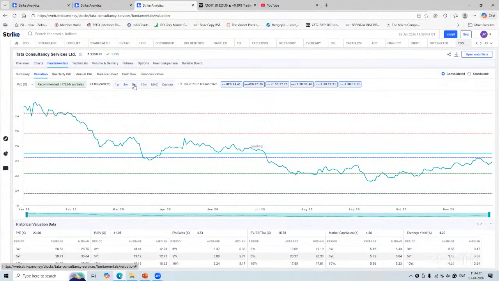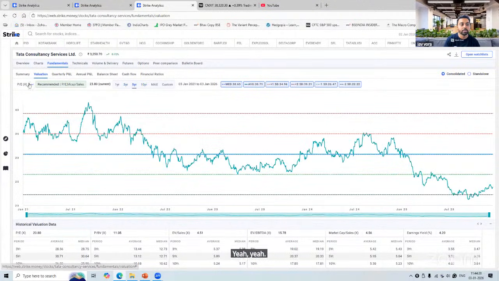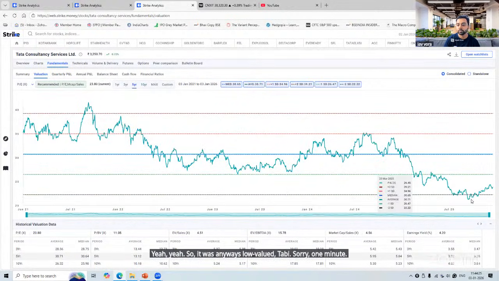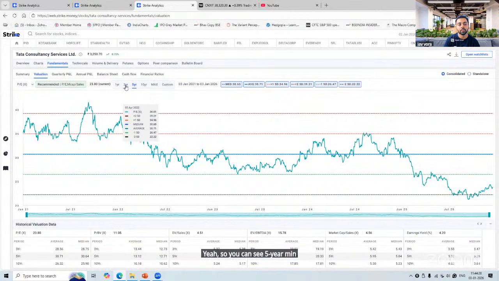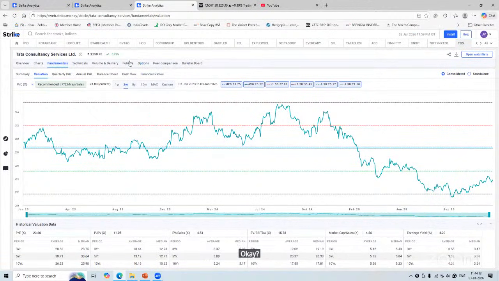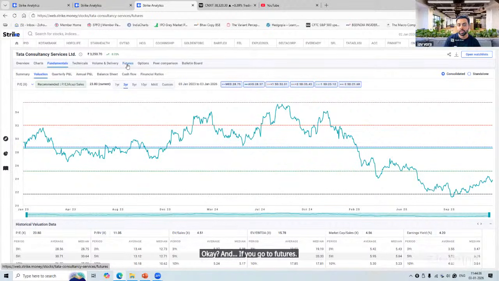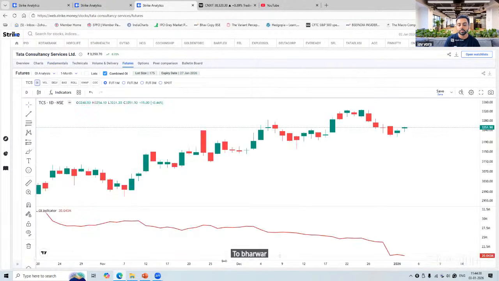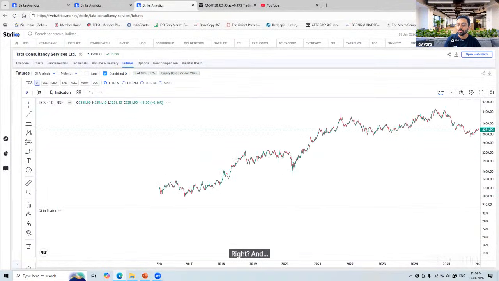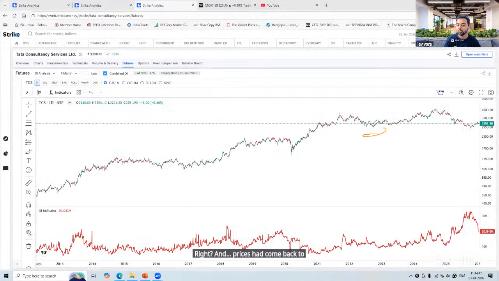Highly low valued at that time. Anyways, it was low valued then. Yeah, so you can see in 5 years it was -2 HD, in 3 years also -2 HD. Okay. And if you go to futures, there was a lot of shorts in it. Right. And prices had come back to the 2022 low, which technically is a major support from a medium to long term perspective. So when you have that combination, it works well.